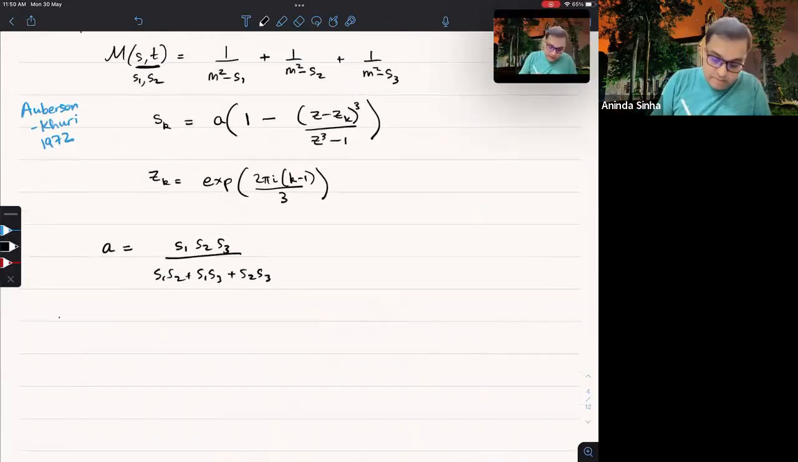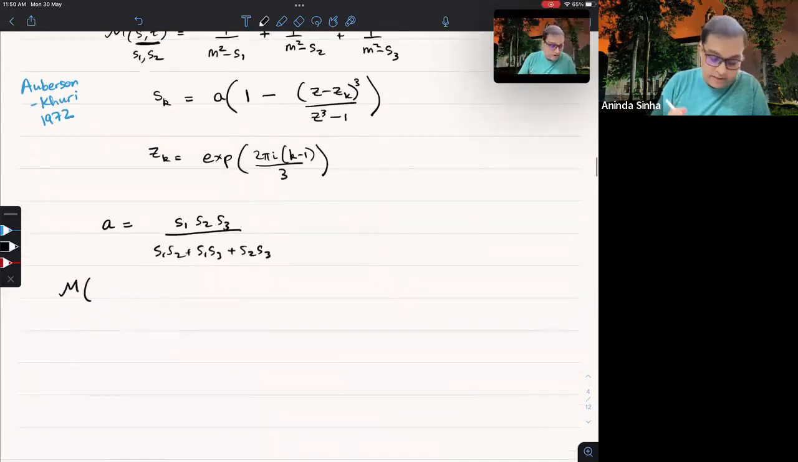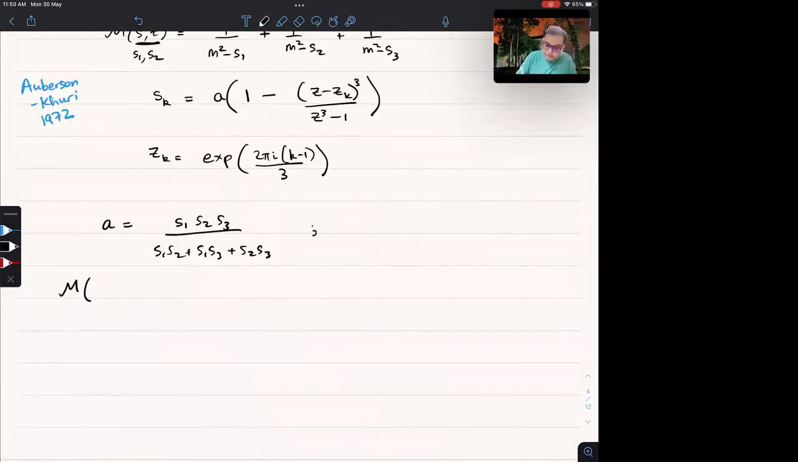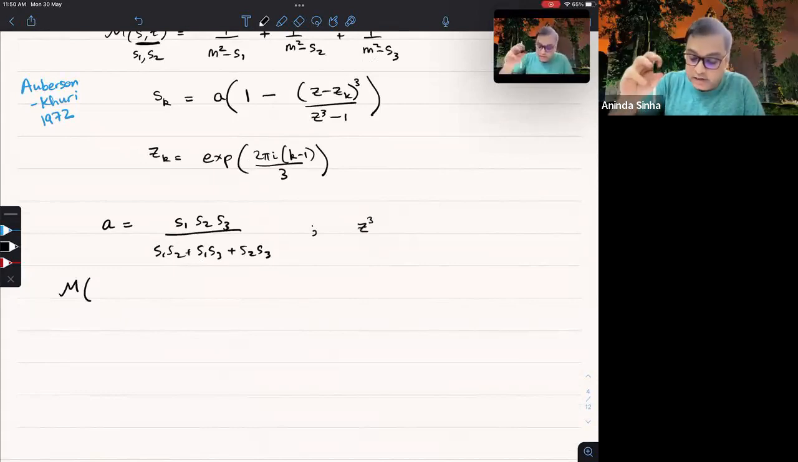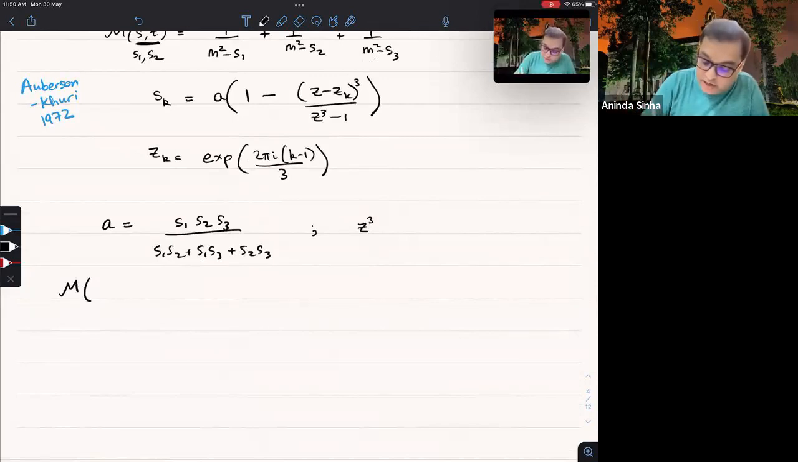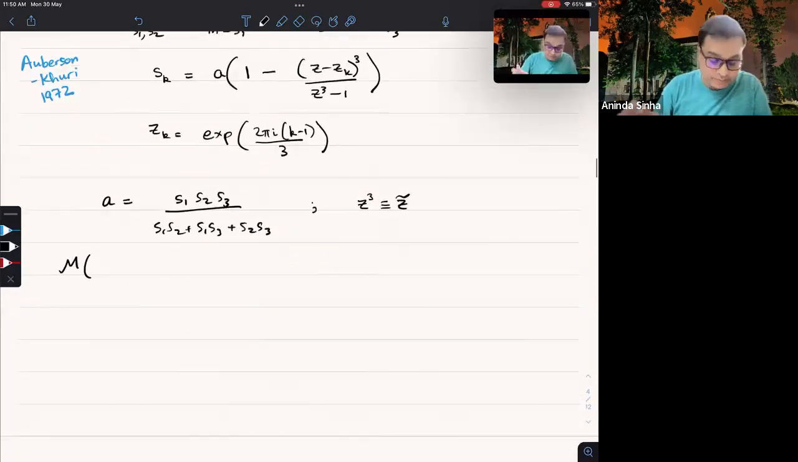So this M, this tree level amplitude, you can actually verify that it takes on a very simple form. Because of this full crossing symmetry, instead of Z, only Z cubed is going to appear. So you don't get just single powers of Z, it will only be powers of Z cubed. So I will introduce a new variable, Z tilde, which is just Z cubed. And this is something that you can verify.